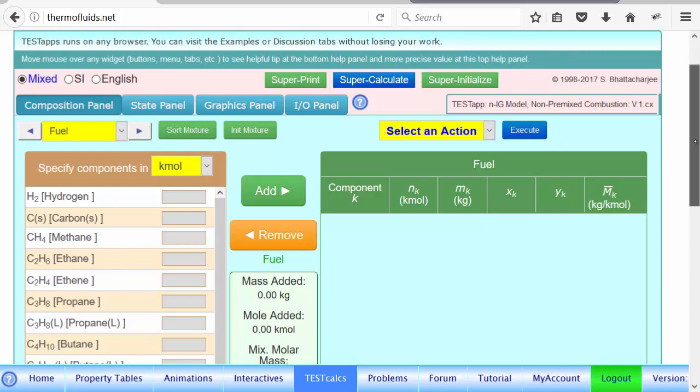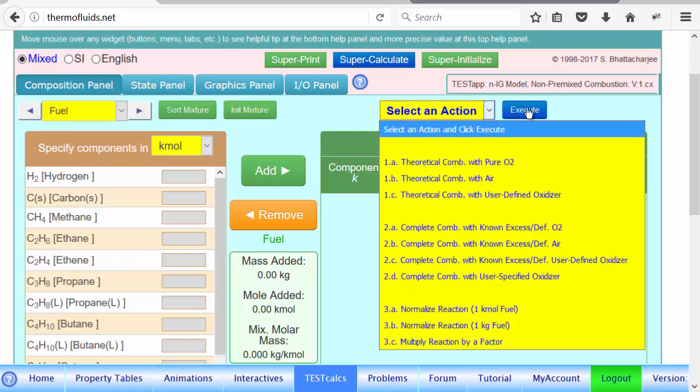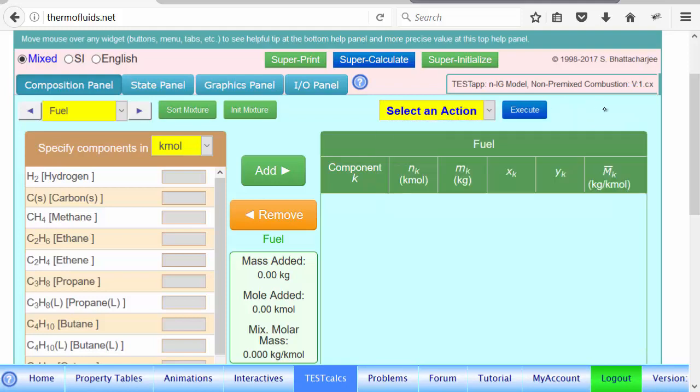Okay, so let's start with the most simple, the most basic reactions. Let's say hydrogen is burning with oxygen. So here we're already in the fuel panel. First, a little bit about the composition panel. You can see fuel, oxidizer, and products. Here is how we set up our reaction. The sort mixture button basically means all these are alphabetically sorted if there are too many species. It's the initialization button, and then there are a lot of actions we can select. We'll come back to that. You select an action and click the execute button to perform the action.